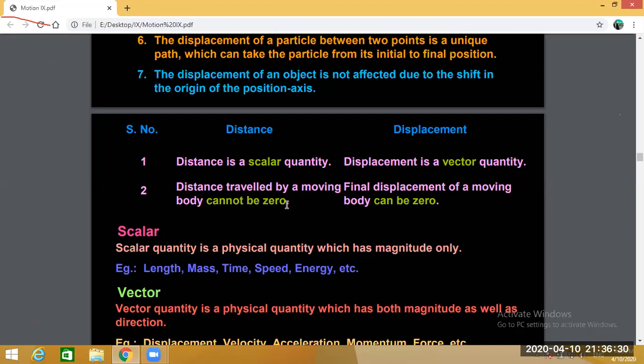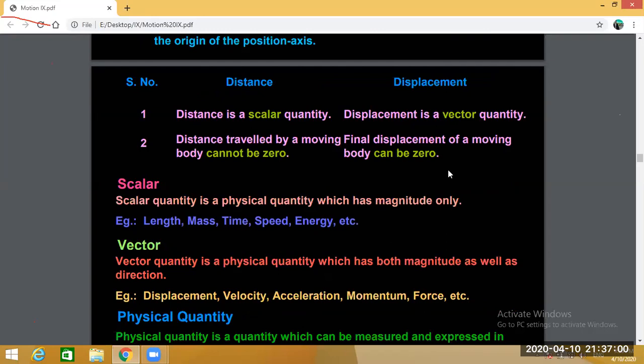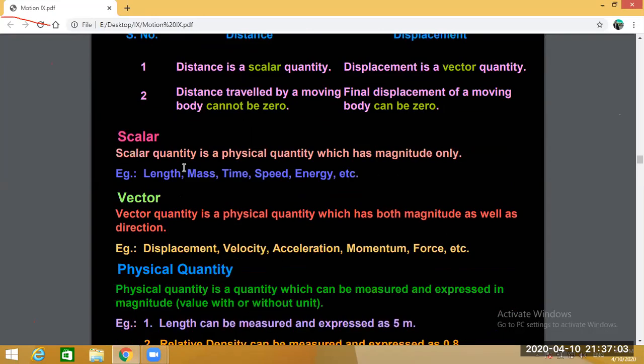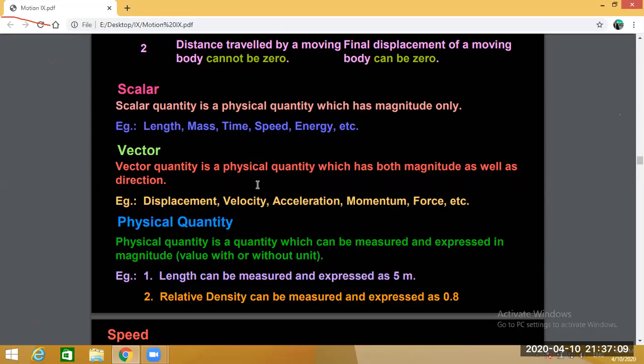On the other hand, displacement is a vector quantity because it has direction associated with it and is always directed from initial to final position. And displacement of a moving body can be zero, negative, or positive. And displacement is defined as the shortest distance between initial and final position of a moving object. Now, so far we have discussed vector and scalar, so it is essential to know what is scalar and what is vector. Let us have a brief discussion about scalar and vector.